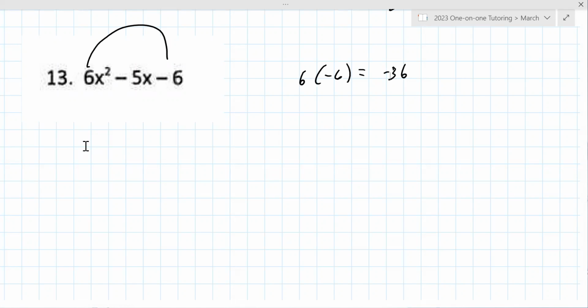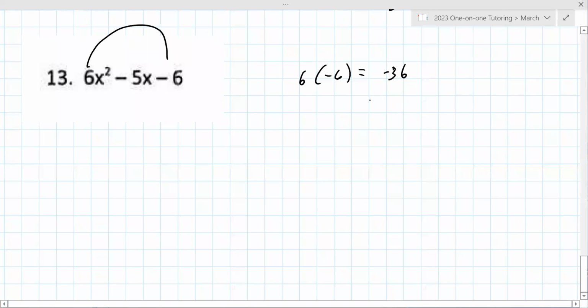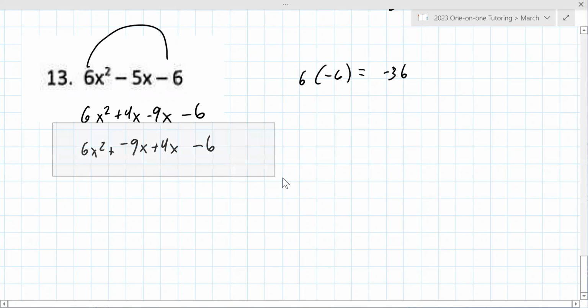I got 4 and -9. Yes, 4 and -9. So we have a choice here: 6x squared plus 4x minus 9x minus 6, or we can switch the order. They actually both work. Maybe there's one that stands out to you that you like better. Which one do you like, line 1 or line 2? Probably line 1. All right, so we'll get rid of line 2.